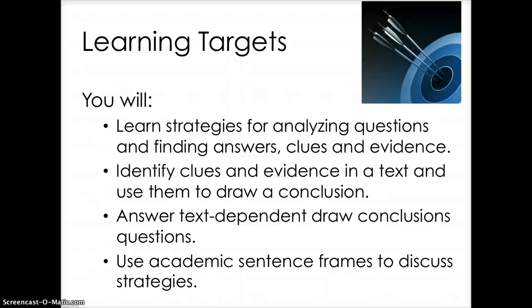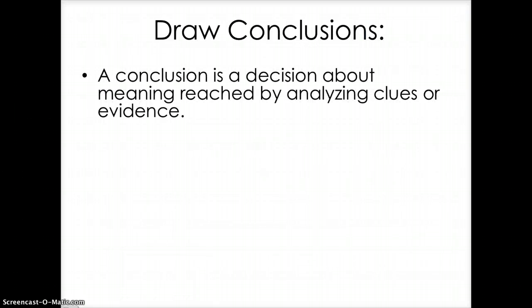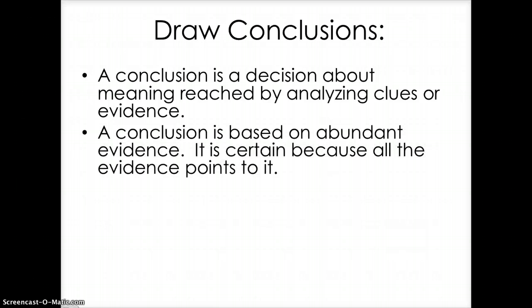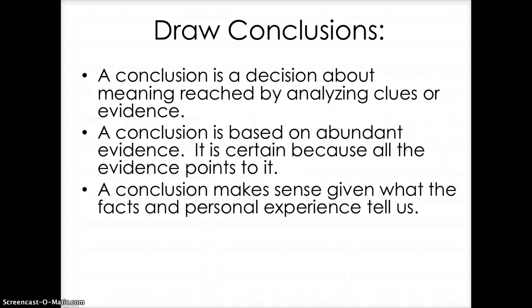So as we've done every time with each one of these drawing conclusion videos, we are going to look at what the strategy entails. When we draw conclusions, remember, a conclusion is a decision about meaning reached by analyzing clues or evidence, whether it be in a picture, like the cowboy picture, or in an article or a story. A conclusion is based on abundant evidence. It is certain because all the evidence points to it.